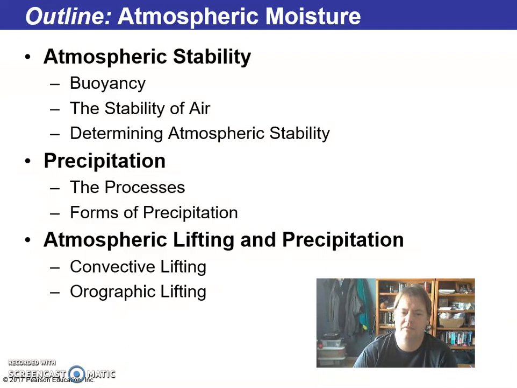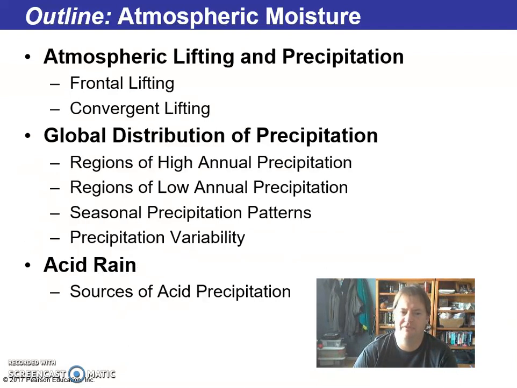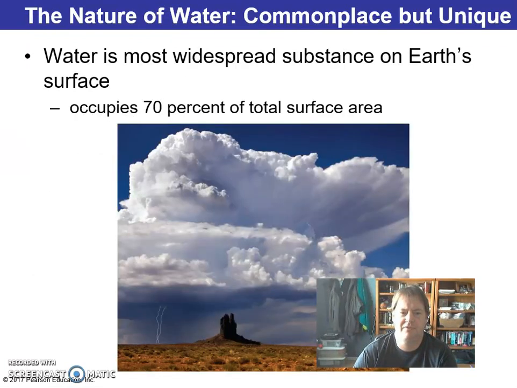The last two I always find very fascinating. So frontal lifting, convergent lifting, we also have that. Global distribution of precipitation by regions, seasons, and that varies. We have some good maps of that. Sources of acid precipitation, which is nitrogen oxides and sulfur oxides, basically getting contained or carried through water vapor, water droplets.